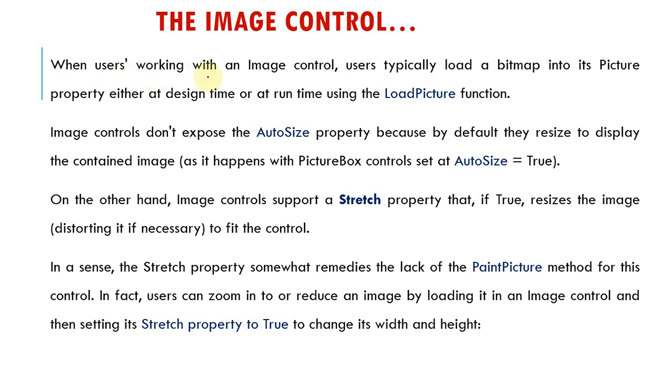When users are working with an image control, users typically load a bitmap into its picture property either at design time or at run time using the load picture function. Generally we use the image function.